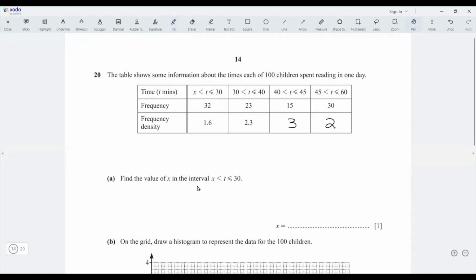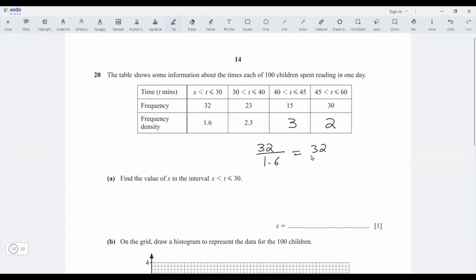Find the value of x when the interval is x till, you can say it basically ranges from x till 30. Okay, we need to find the value of x. What is x here? X is the very first value. So we need to actually find the interval. Okay, we need to find the value of the interval. So for finding the value of interval, we divide frequencies with the frequency density.